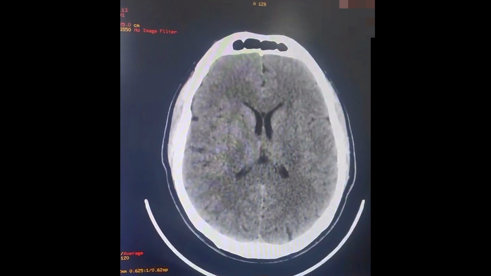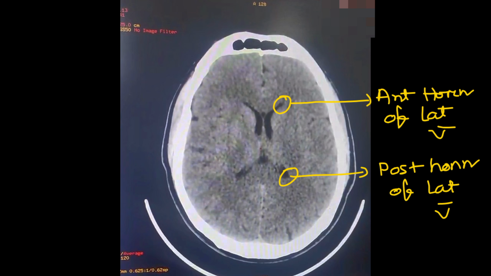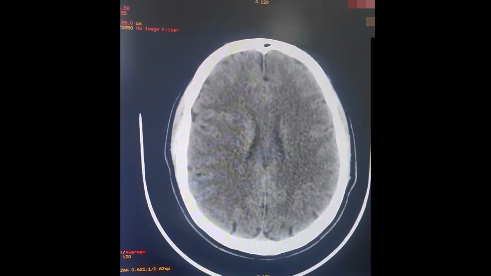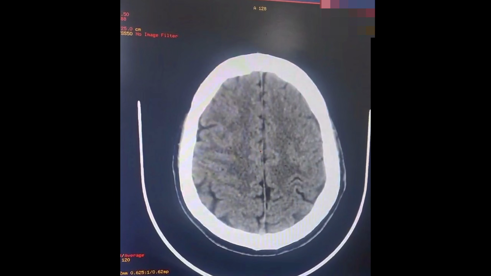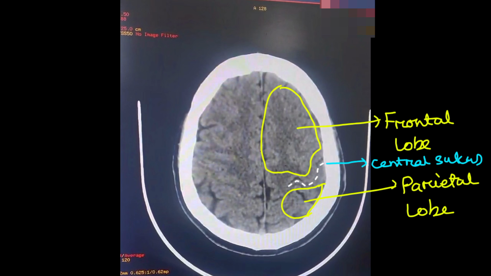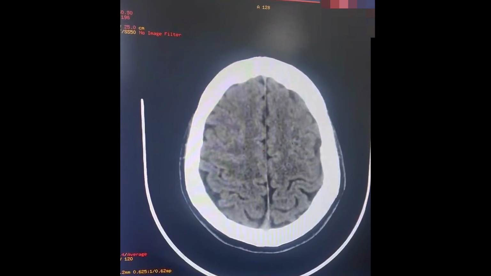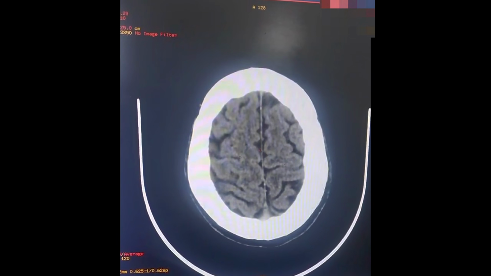Again, as we go upwards, we can appreciate the anterior horn of the lateral ventricle and the posterior horn of the lateral ventricle. Now, as we move upwards, here we can see an omega-like structure. This structure is nothing but the central sulcus, and it divides the cerebrum into the frontal and parietal lobe. Okay, now as we move upwards, we reach the end of the vertex.